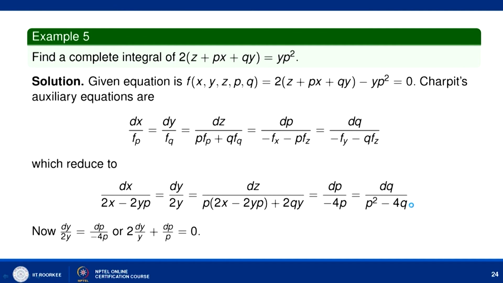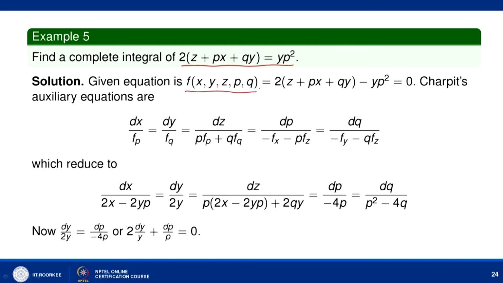Find a complete integral of 2z plus px plus qy equal to yp square. So here we have this equation. Now as we pointed out, let us shift everything to one side and denote it by f(x, y, z, p, q). So let us say that 2z plus px plus qy minus yp square equal to 0. So that is f(x, y, z, p, q).